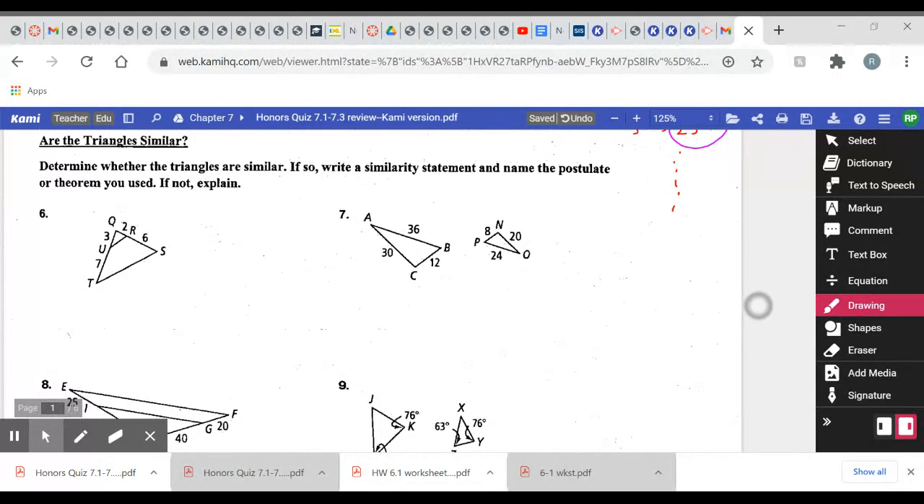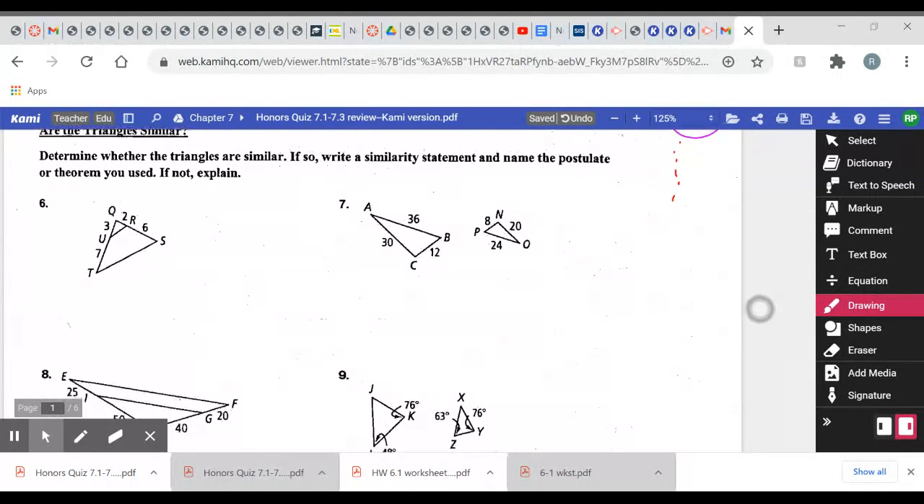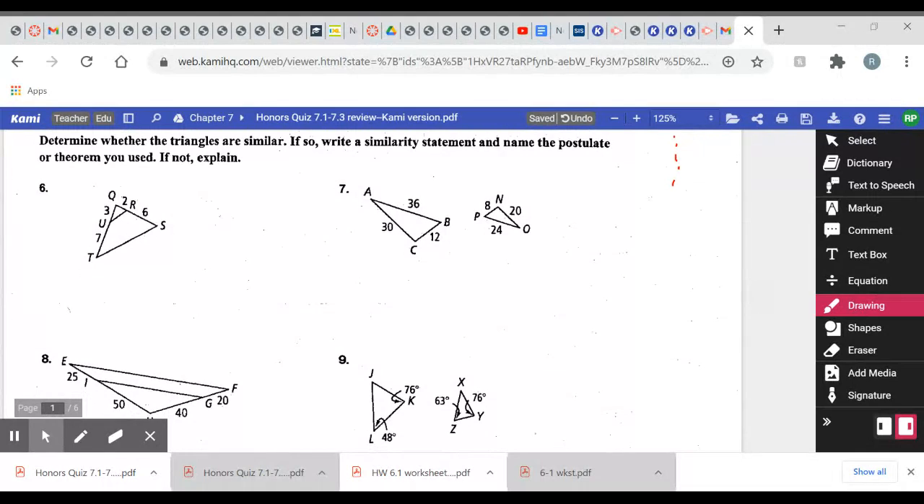All right, moving right along. Are the triangles similar? It says determine whether the triangles are similar. If so, write a similarity statement and name the postulate or theorem you used. If not, explain. So if we look here, I can kind of see that these triangles overlap right here at angle Q. So if I could see that the corresponding sides are proportional along with that angle in the middle, I could say that the triangles are similar by side angle side similarity. But I need to check those ratios of the corresponding sides to see if they match up.